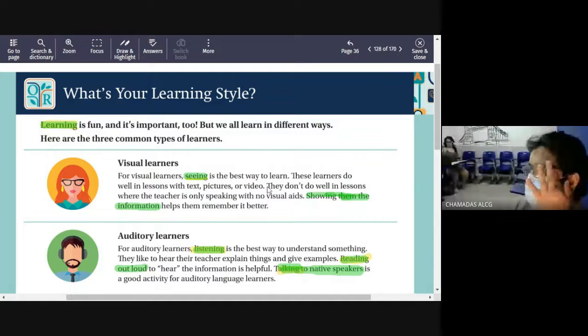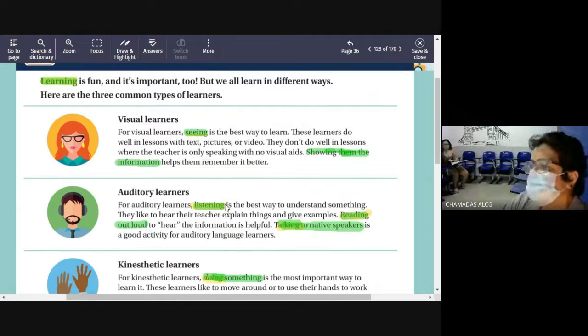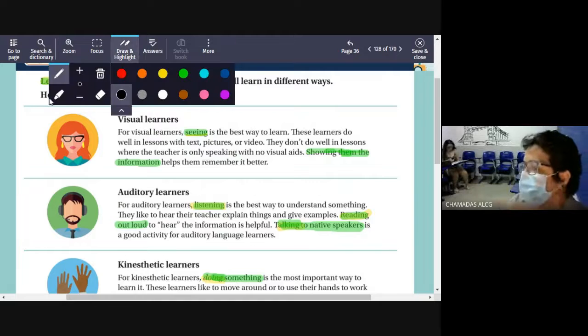And of course, just as an observation here, just for you to observe, we always use verbs in the third person singular after that, okay? So here we have it, here the same, here the same helps. Listening is, reading out loud to hear the information is helpful. Here, the subject is a little longer.